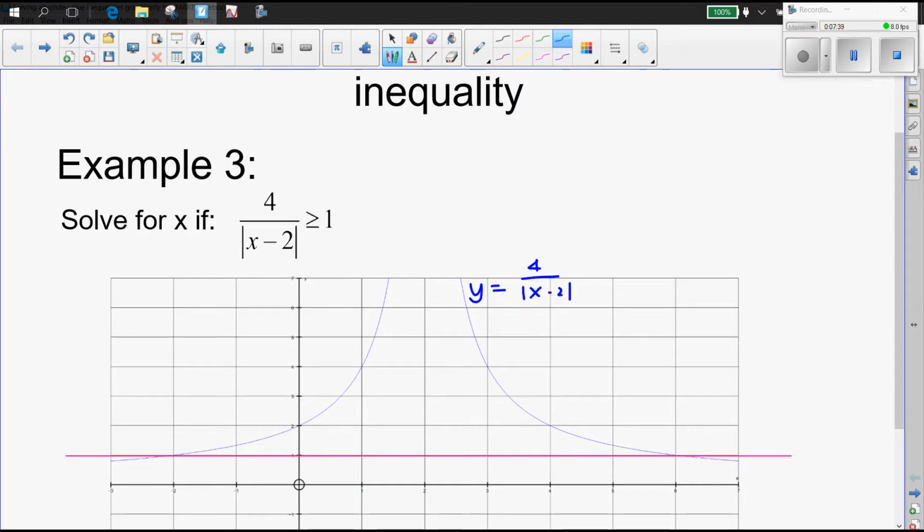Our red graph is the graph y equals 1. So we must solve the inequality where the absolute value graph's y values are greater than or equal to 1. Again, you look at your points of intersection: your graphs intersect at x equals negative 2 and at x equals 6. It's clearly evident that the answer lies between x equals negative 2 and x equals 6. So we will say that x must be less than or equal to 6, but greater than or equal to negative 2. Let's write down the solution.